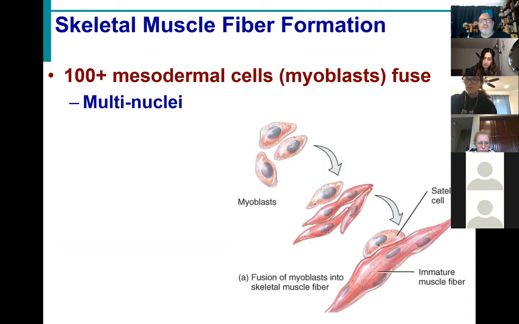All right, to do this, we need to talk about how you make a muscle cell. Because remember, one of the unique characteristics about the muscle cell is that it has multiple nuclei.